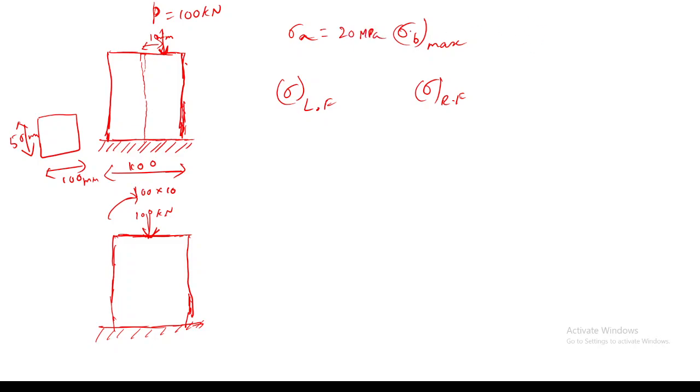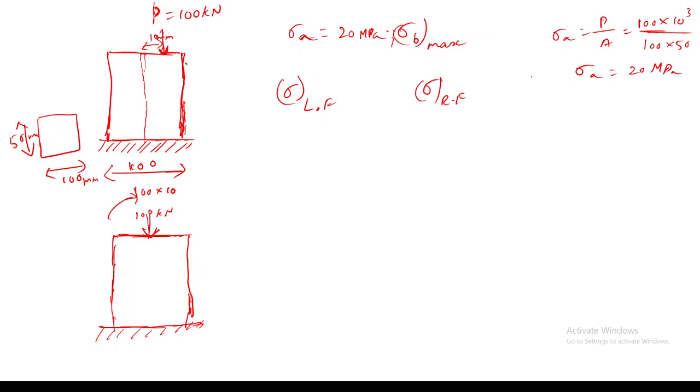Okay, so sigma A equals P divided by A. So P is actually what? I am writing everything in Newton per mm. That is the sign convention I am following throughout this subject. So 100 into 10 to the power of 3 divided by A, which is 100 into 50. So you will be getting sigma A as 20 megapascal.